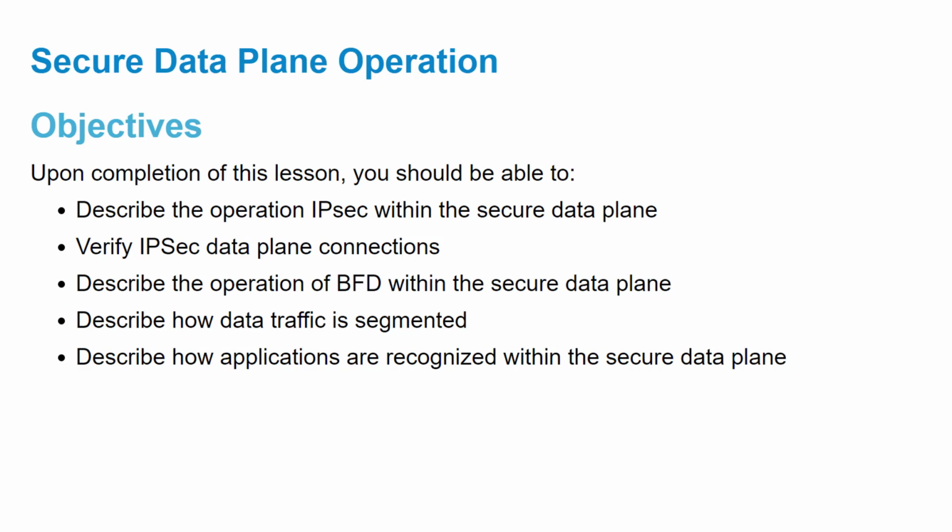We're going to describe the operation of the bidirectional forwarding detection feature within the secure data plane, how traffic gets segmented in this network by using VPNs or layer 2 or layer 3 segmentation mechanisms. And then we're also going to talk about how applications are going to be recognized in the secure data plane with a very specific element that's added to the SD-WAN fabric to allow that visibility into the applications.